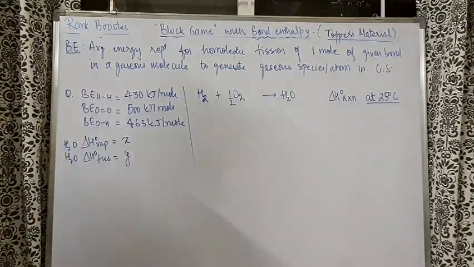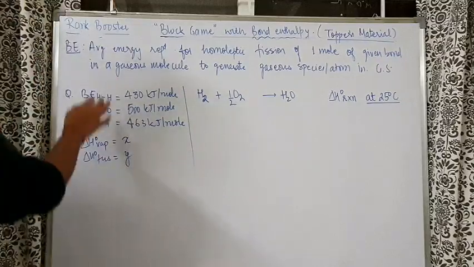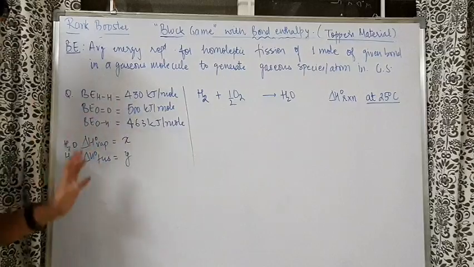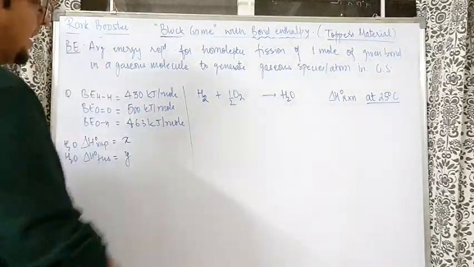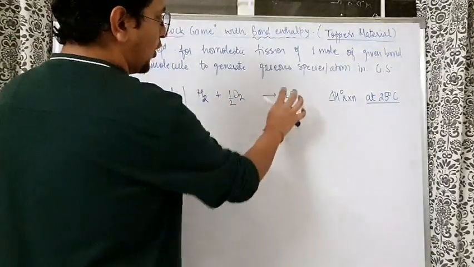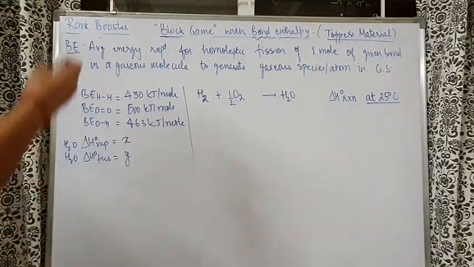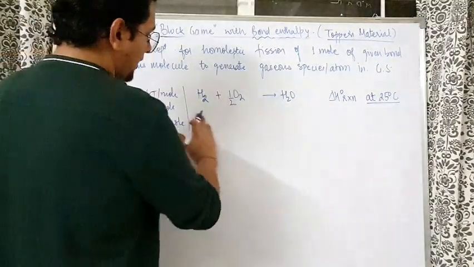So, in this question, the bond enthalpy of H-H is given, O double bond O given, O-H given, some extra information, enthalpy of vaporization and fusion given for water. Now, they are asking H2 plus half O2 gives you water, the enthalpy of reaction you have to find at 25 degrees Celsius. Very good question, let's carry on. So, look.